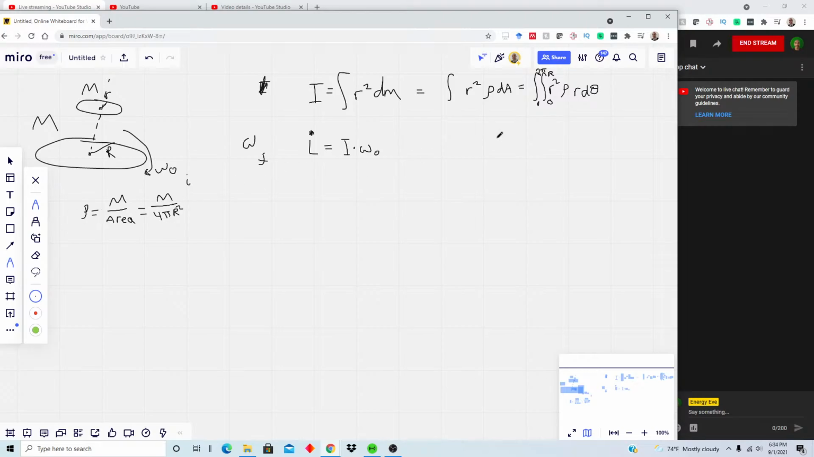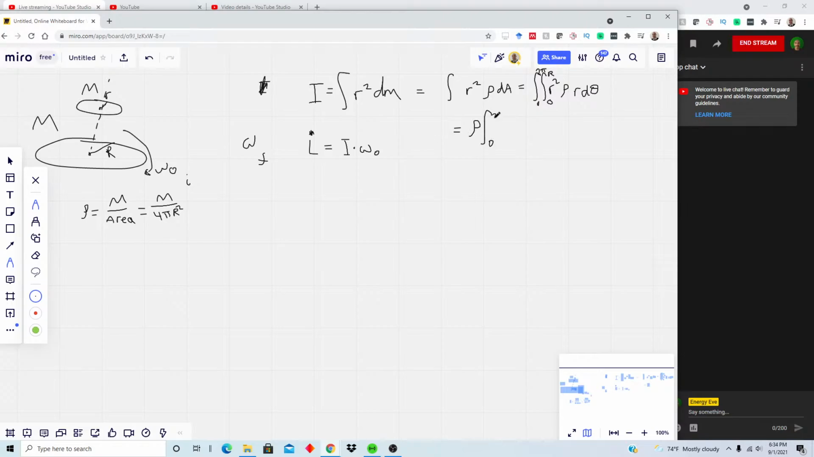This is a constant, so we can move it out. Remember, rho is equal to M times this. We'll leave it as rho for now, just to make the calculation easier. We could calculate this theta part first, and we'll get a 2 pi out. But we'll calculate the r part first.